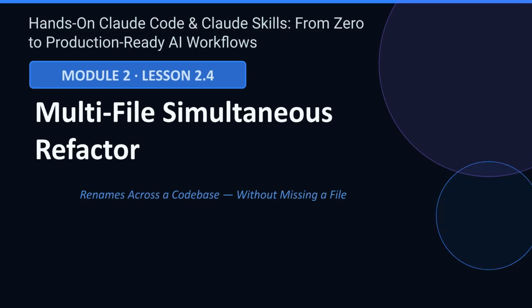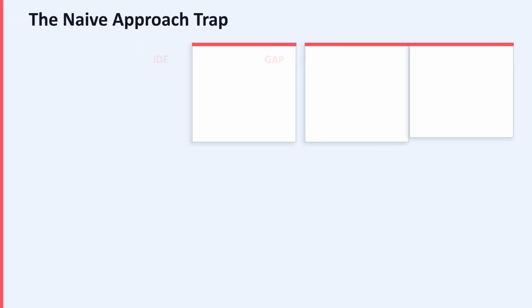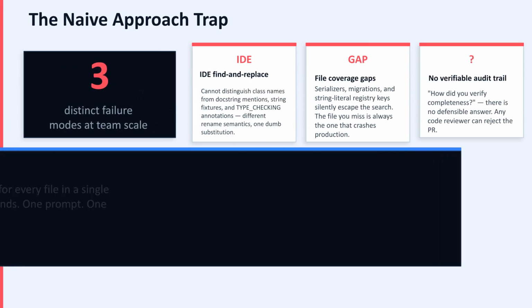Welcome to Module 2, Lesson 2.4, Multi-File Simultaneous Refactor. This lesson will show you how to perform renames across a codebase without missing a file, essential for software engineers and developers. The naive approach presents three distinct failure modes.